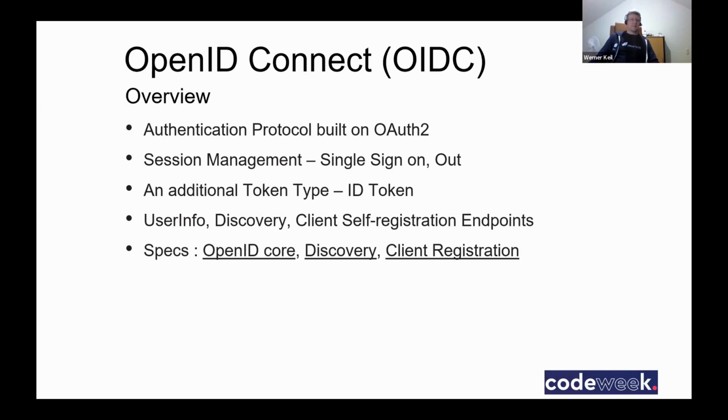Now, let's look at OpenID Connect. It's an authentication protocol that was built on top of OAuth 2, supporting session management for single sign-on and sign-out. In addition to what OAuth 2 already provides, it adds a new token type called identity token. And it offers services for user info, discovery, and for client self-registration.